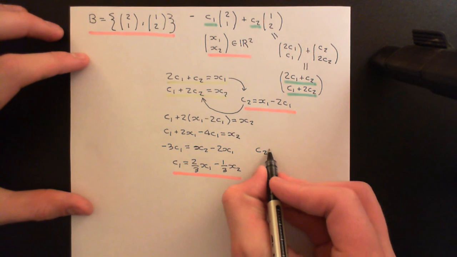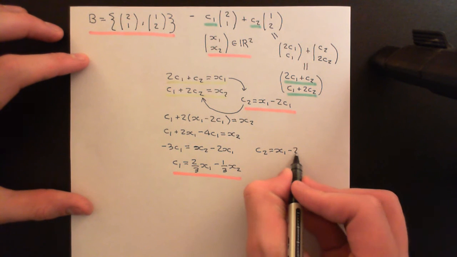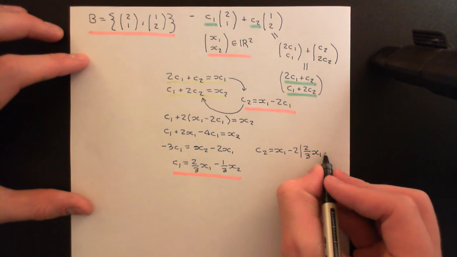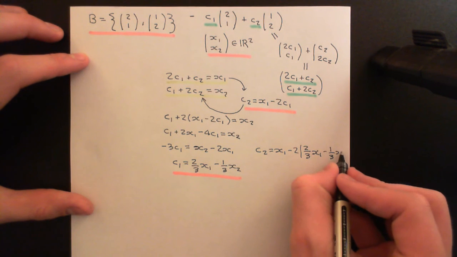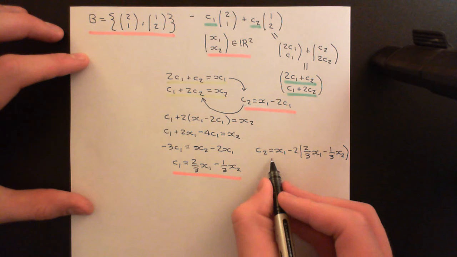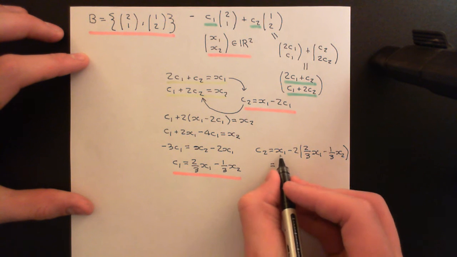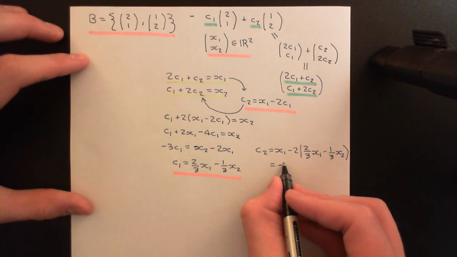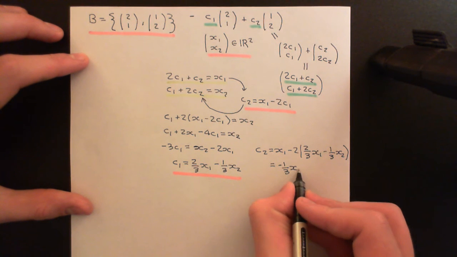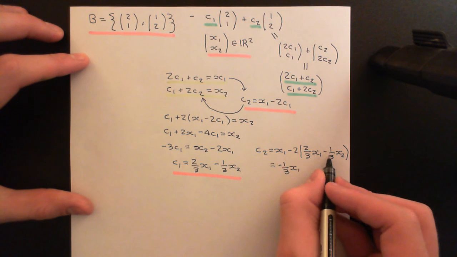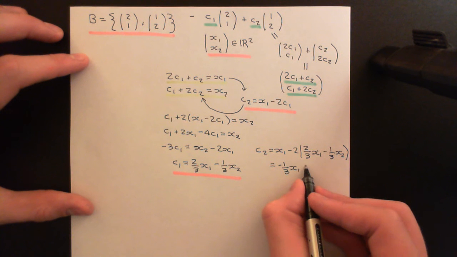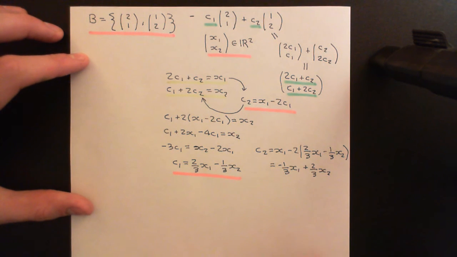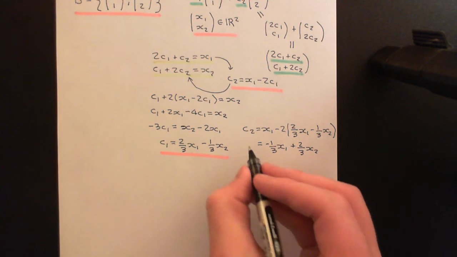So now I'll get that C2 is equal to x1 minus 2 times C1. So I'll put in 2/3 x1 minus 1/3 x2, like so. And now if I expand this out, I'll get that it's equal to x1 minus 4/3 x1. So of course that will give me minus 1/3 x1. Okay, and then I'll get minus 2 times minus 1/3 x2, but of course that will give me plus 2/3 x2, like so. Okay, so there's my expression for C2.